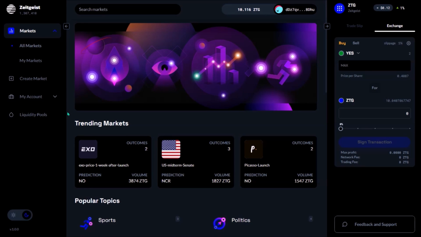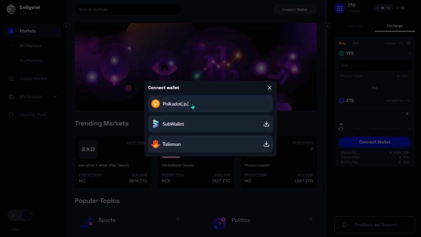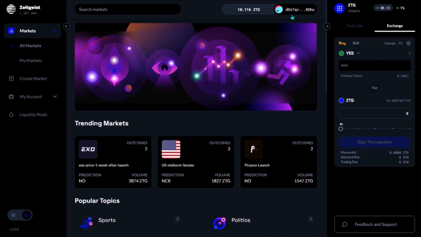As promised in my previous video where I explain how prediction markets work, today I'll do a tutorial on the Zeitgeist platform and show how to participate in prediction markets. Up here, connect your wallet. The platform supports Polkadot, Chess Wallet, Subwallet and Talisman. After connecting you will see your ZTG balance, and on the right there is the current ZTG price.